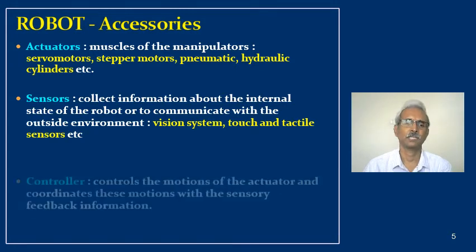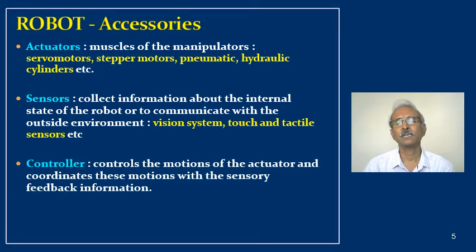So all those things are there. And the third is the controller, which is the one which coordinates all these activities. So it controls the motions of the actuator and coordinates these motions with the sensory feedback information. So for example, I have put a sensor. The sensor gives me a signal. And what do I do with the signal? So using that signal, I need to give some corrective actions to the robot.